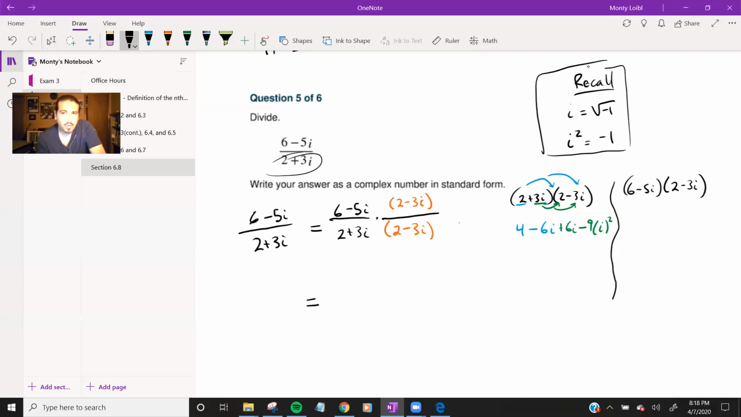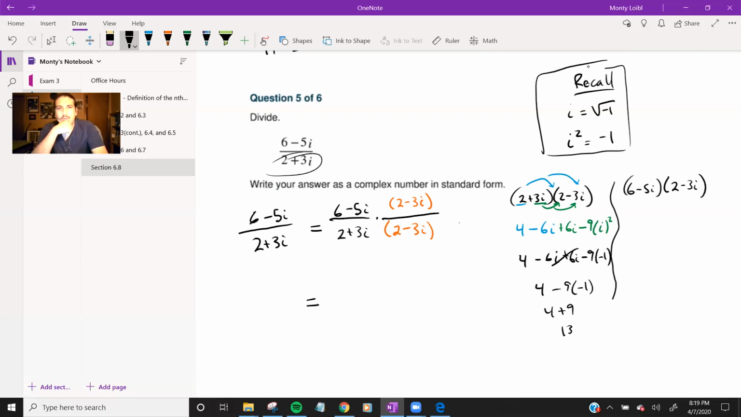So i squared is -1, so that means we've got negative 6i plus positive 6i, and then -9 times -1, right? So this is now a positive 9. So these go to 0. So we got 4 plus 9. Well, I should do that in 2 steps maybe. -9 times -1. So 4 plus 9 is going to be 13. Okay, so there is one of our values.